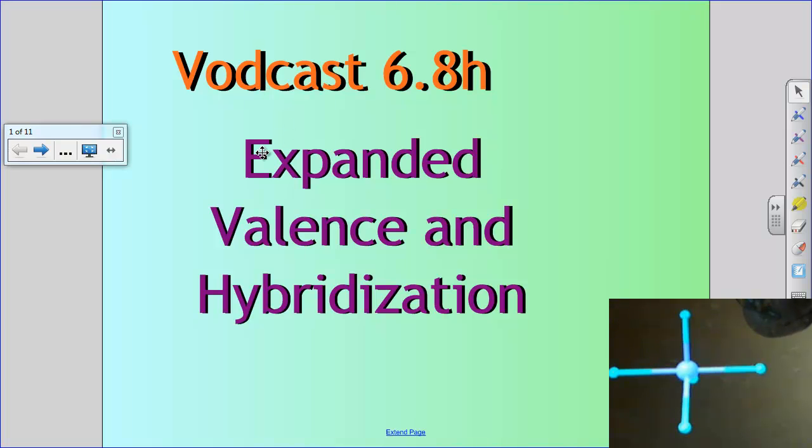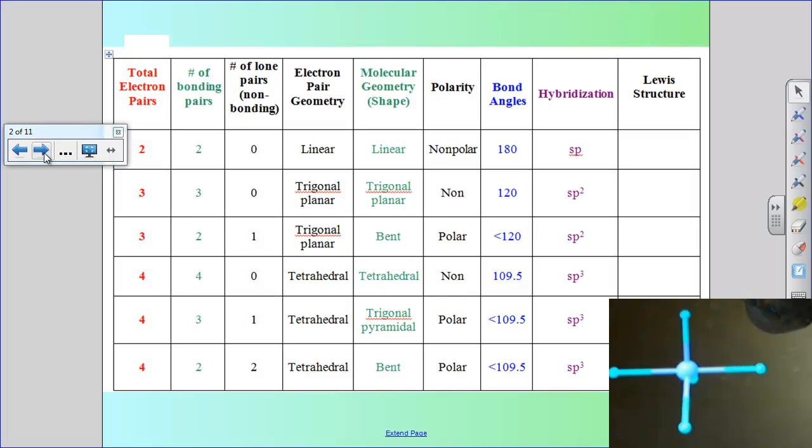All right, honors kiddos, let's get started on the stuff that is going to separate honors from CP. We're going to talk a little bit today about expanded valence and about hybridization of molecules. And that sounds like some really hard stuff. It's really not that bad. Moderate complexity. I think we'll get through it okay, though.